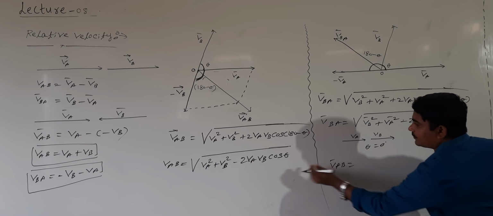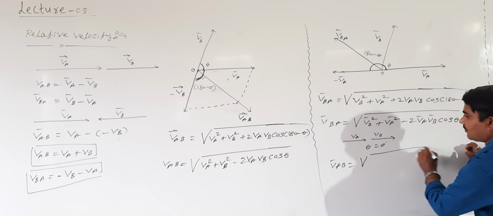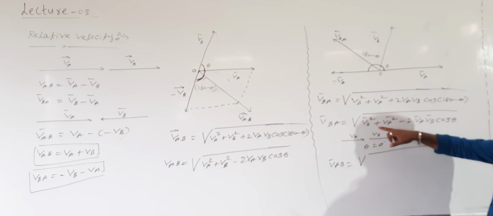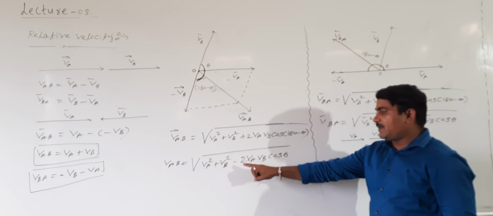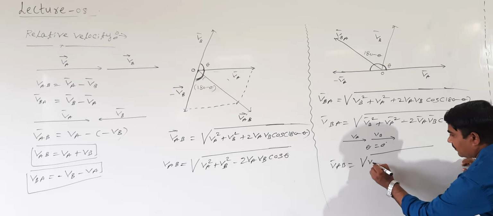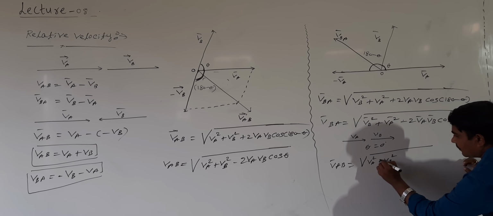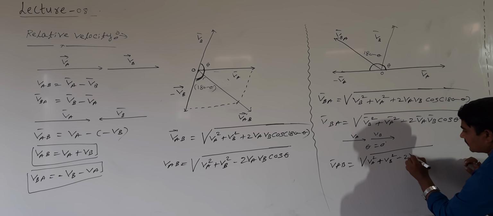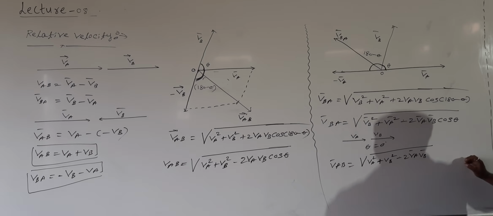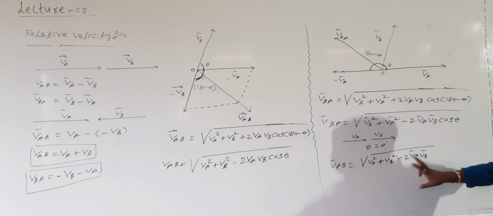VAB, I am taking this situation, VAB. How to write? Cos 0 means cos 0 is 1, so what is remaining? VA square plus VB square minus 2 VA VB. Cos 0 means VA square plus VB square minus 2 VA VB, right? Because cos 0 is 1. Again, A square plus B square minus 2AB form.